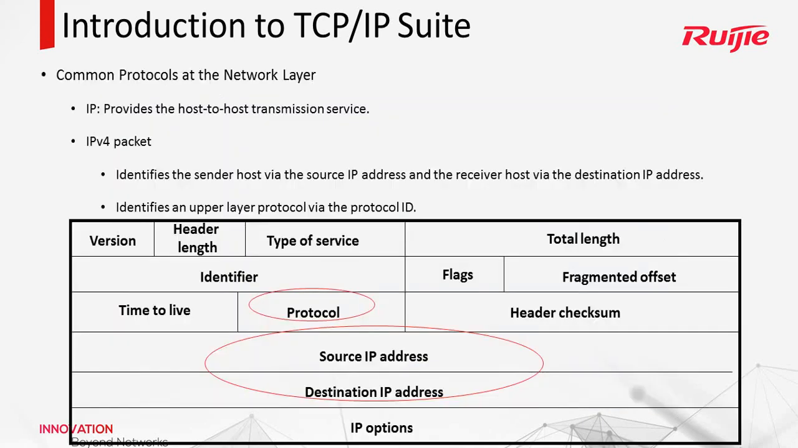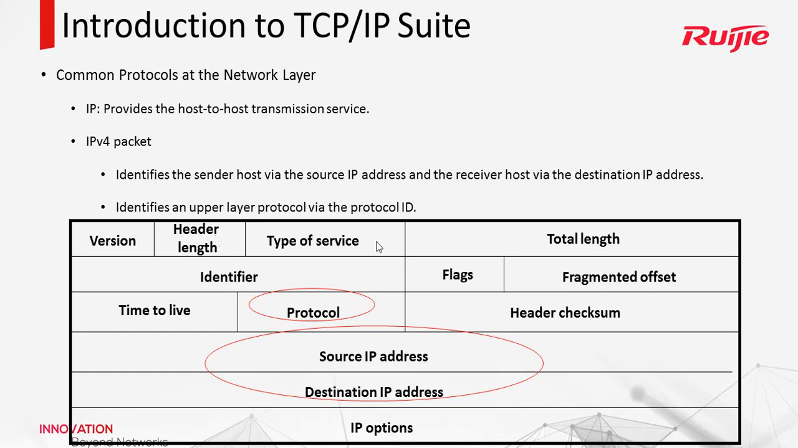Here is the IP packet. We know that IP is used to provide a host-to-host transmission service. In the IP packet, we can see first is the version. Here, the value should be 0100, which equals 4. And the header length calculates the IP header.